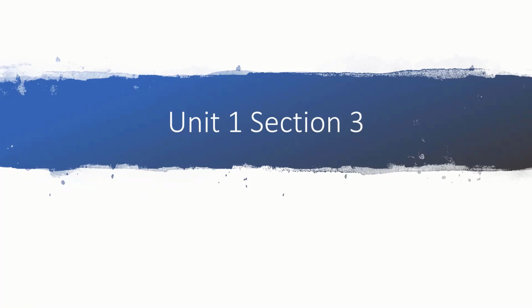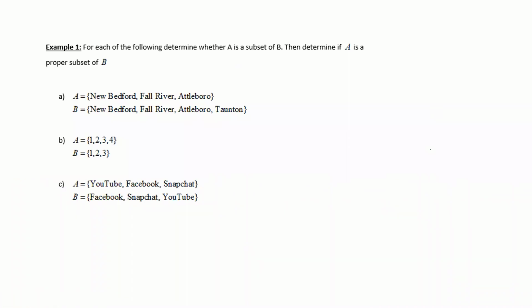This is Unit 1, Section 3. Example 1. For each of the following, determine whether A is a subset of B. Then determine if A is a proper subset of B.